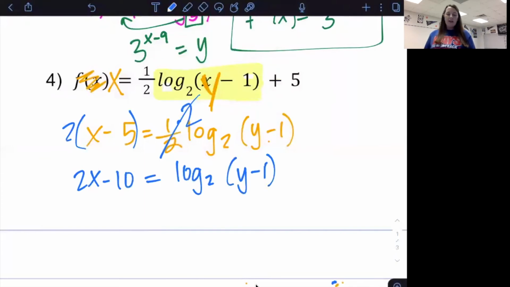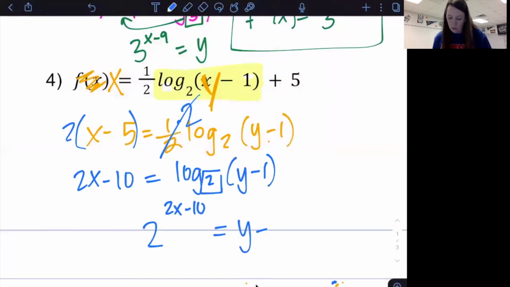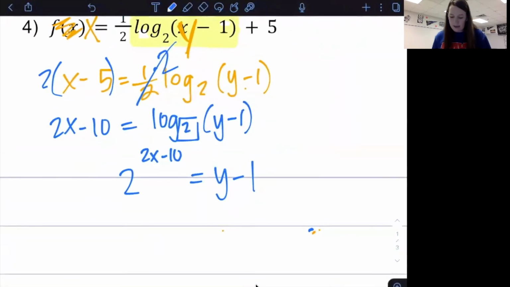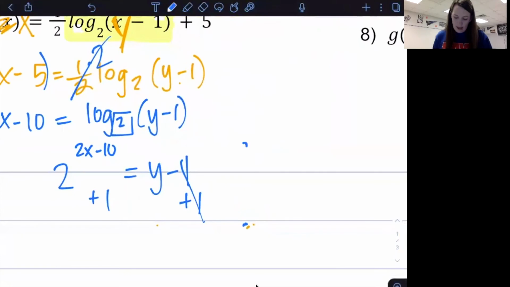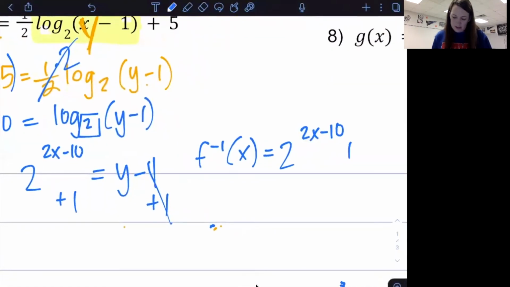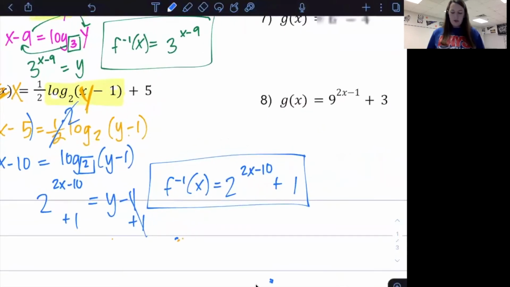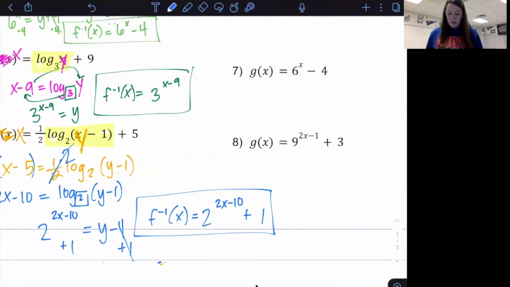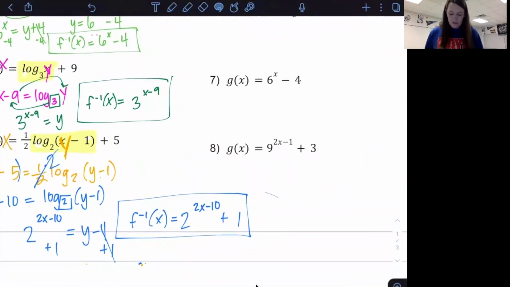So now that our log is isolated, we can change it to exponential form. So I've got 2 to the 2x minus 10 power equals y minus 1. And then finally, we can add 1 to both sides, which is going to give me f inverse of x equals 2 to the 2x minus 10 power plus 1. So now let's do a couple of examples where we are starting in exponential form.